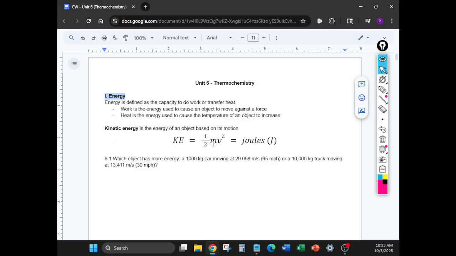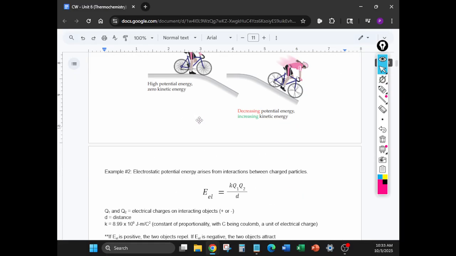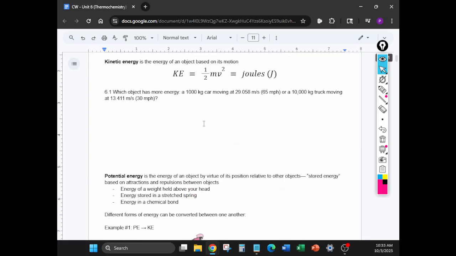This is an example of kinetic energy. We saw it at the end of last unit with the gases, right? We talked about how energy is dependent on the mass and the velocity of something. We're going to skip these problems. And then there's also something called potential energy, which we are going to talk about. So kinetic energy is the energy based on motion.